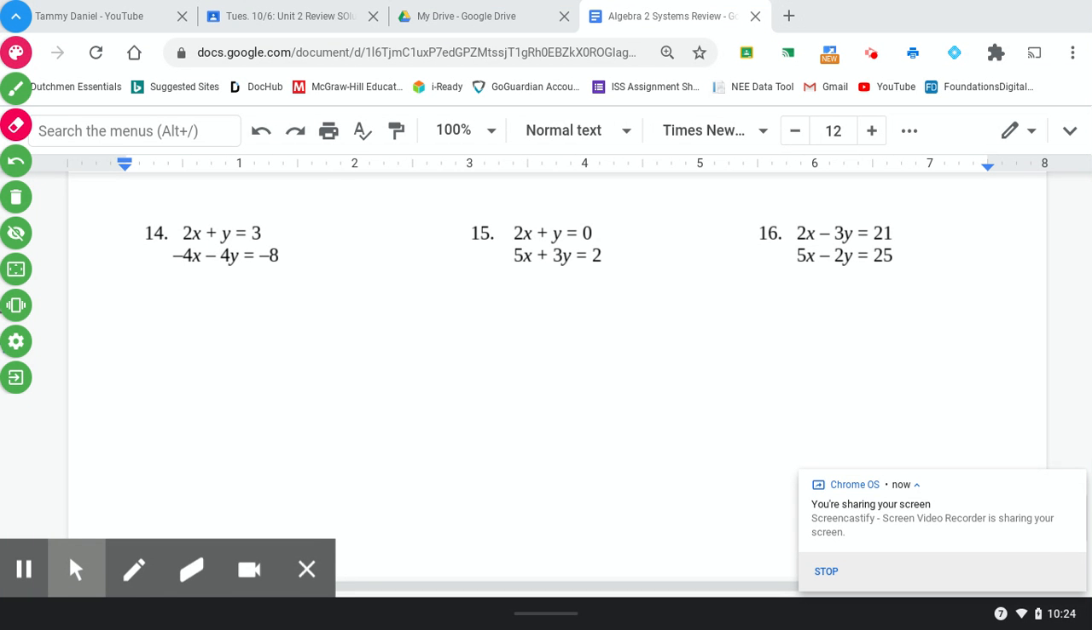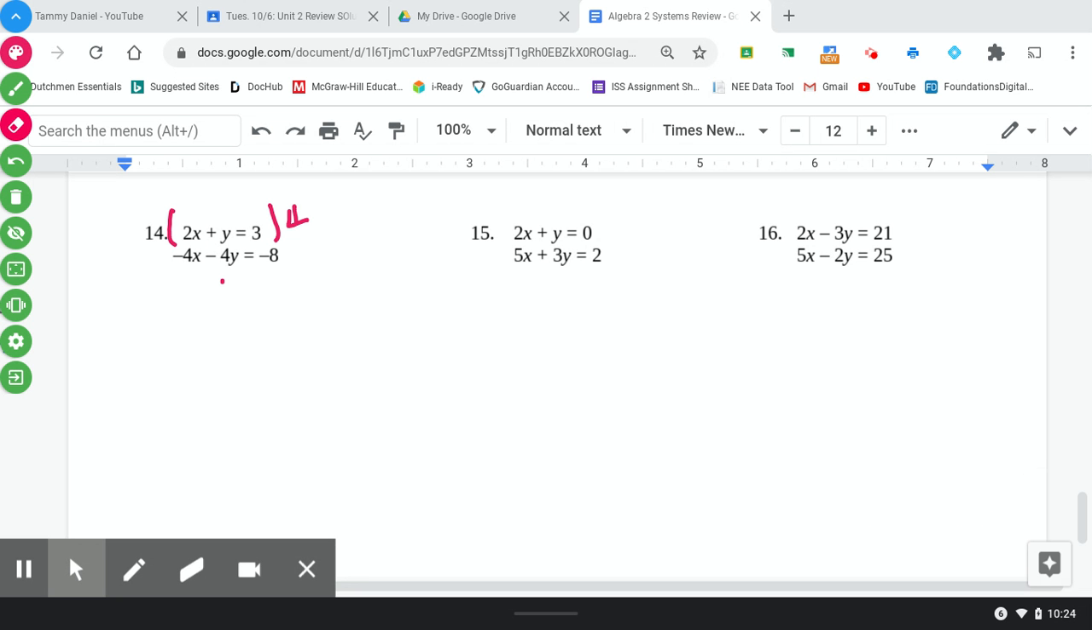All right, so here's our last three problems. On number 14, you can see that the y doesn't have a coefficient in front of it, but this y down here has a -4. So if I multiply this top equation, everything, by 4, it'll have a positive 4y, and the bottom one will have a -4y. When I add them together, they'll be eliminated.